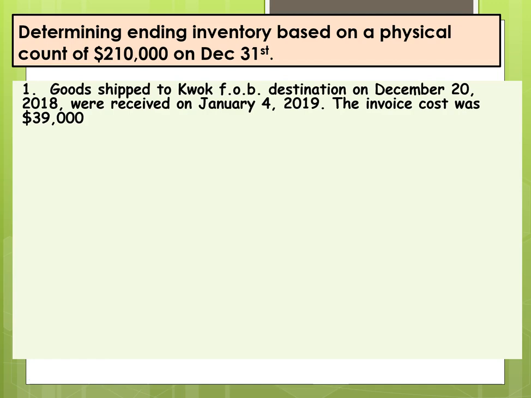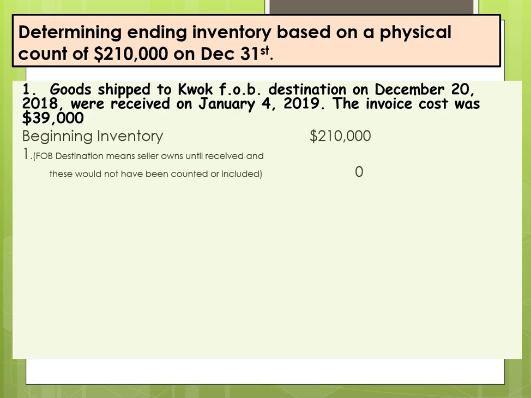This can happen. And so the first thing we have is goods are shipped to Quoc FOB destination on December 20th, 2018, but they didn't get them until January 4th. Now, here's the rule. If it's FOB destination, ownership does not transfer until it's received. So, in our example, since it was not received by the person who bought it, which is the person whose inventory we're looking at, we do not include it in the count.